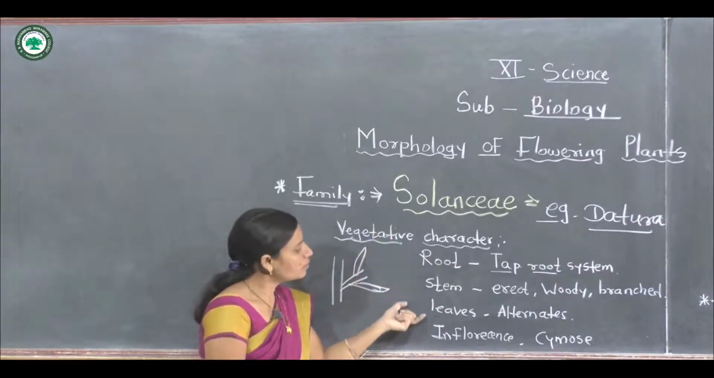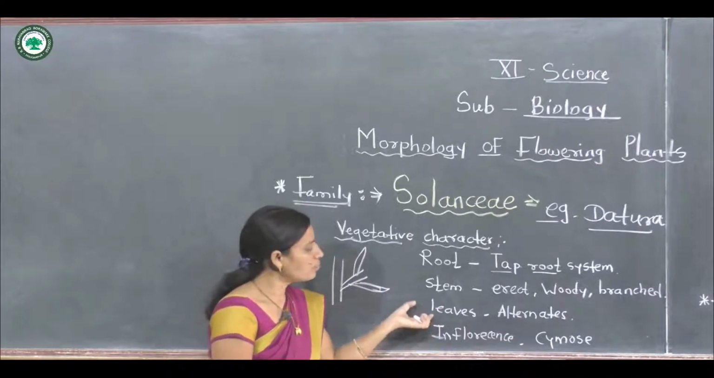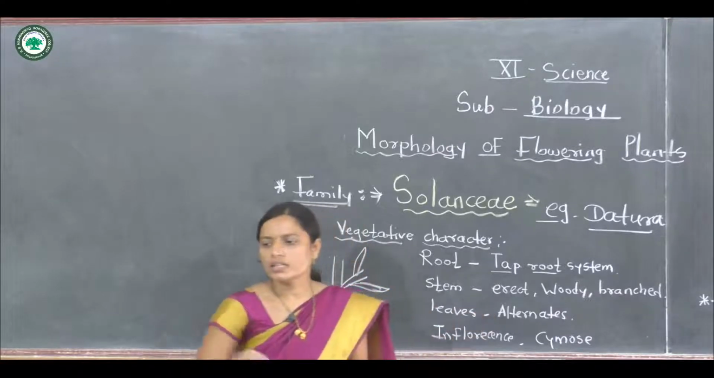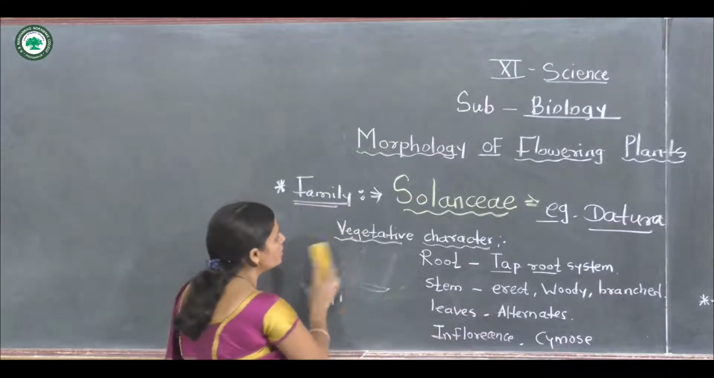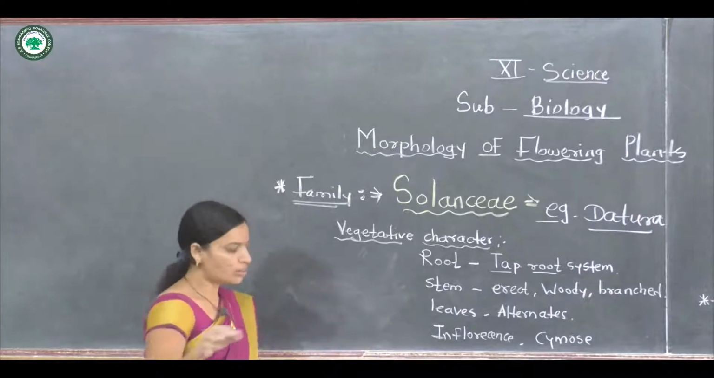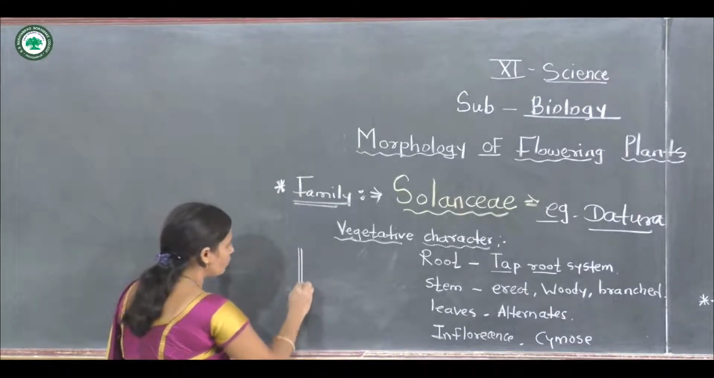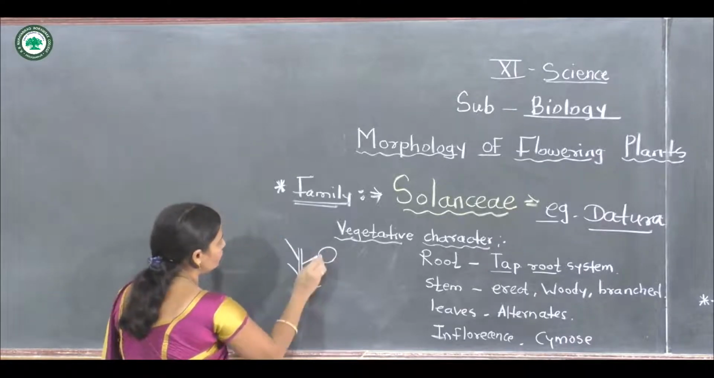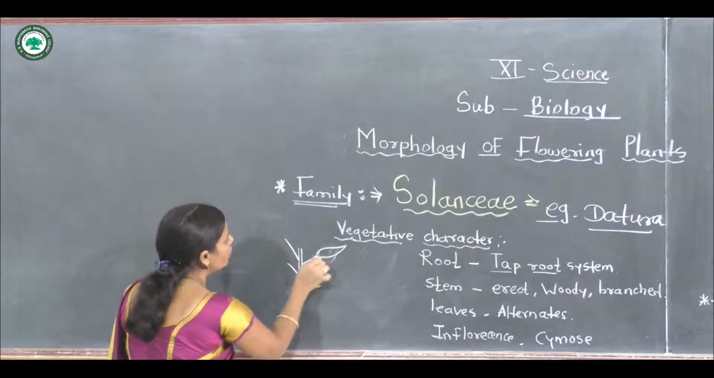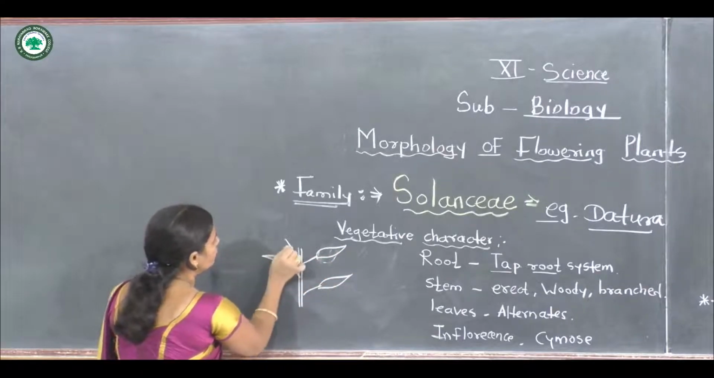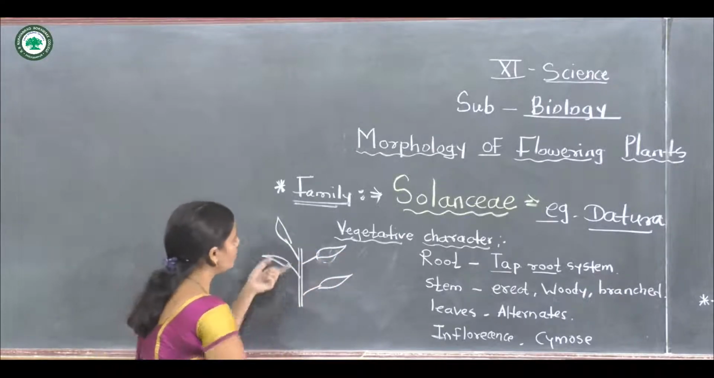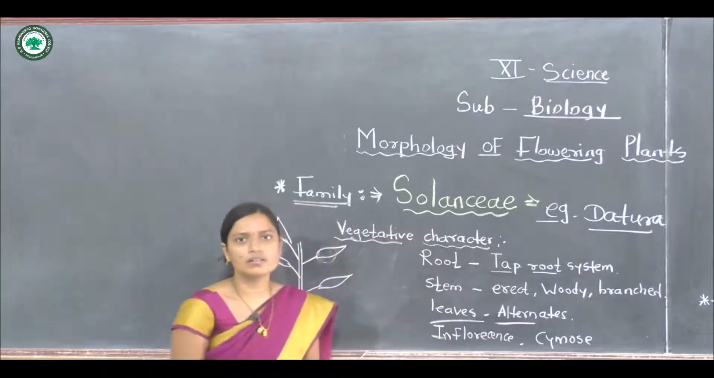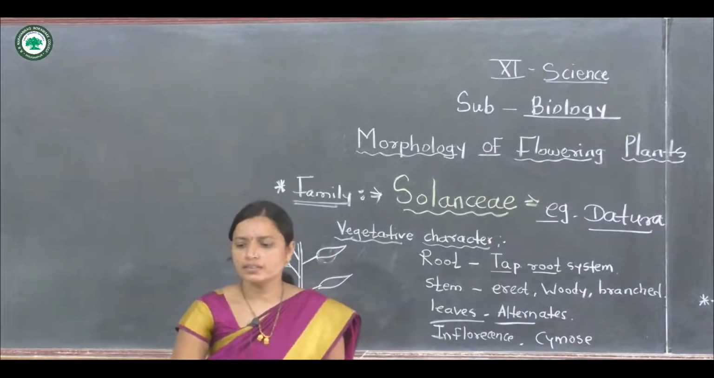The next character is leaves, the most important part of the plant. These leaves are formed in alternate phyllotaxy. This plant shows an alternate leaf system, with leaves formed alternately. This is one type of position of the leaves, alternate phyllotaxy in this family.